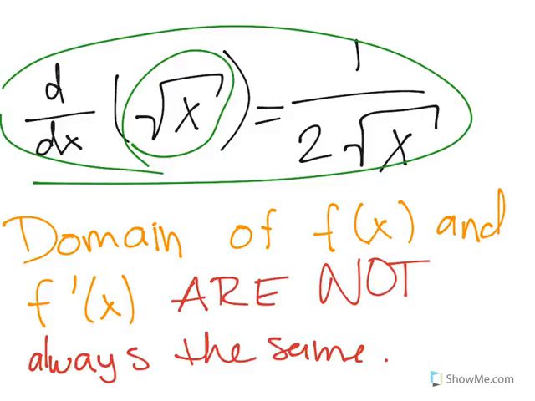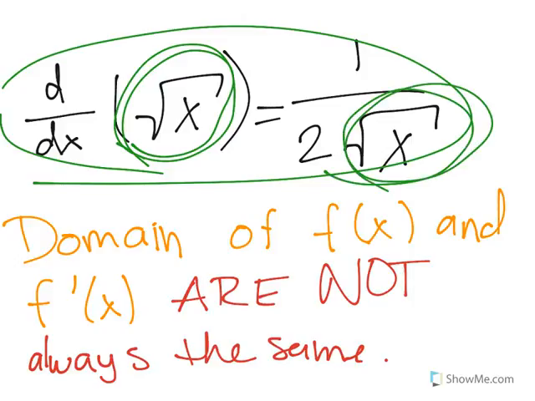And if we have any restrictions with square root of x, maybe we don't want imaginary numbers or whatever, well, we have exactly the same restriction right here. We have a square root of x as well. So any limitations, any numbers that are not in the domain of square root of x, they would also not be in the domain of 1 over 2 times the square root of x.